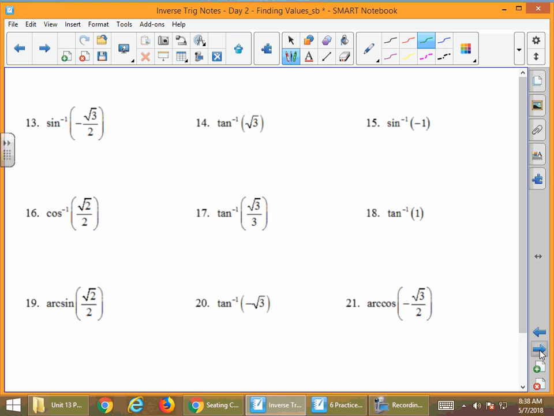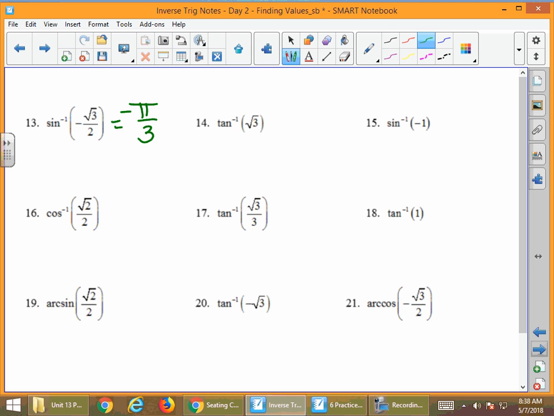The inverse sine of negative radical 3 over 2. The bad news is we can't see that one, but it was the first one that we started on in our examples. If we look back at problem number 1, we see that it's going to be a pi over 3 value, except that now we're going to be in quadrant 4 because it's negative. So this is negative pi over 3.